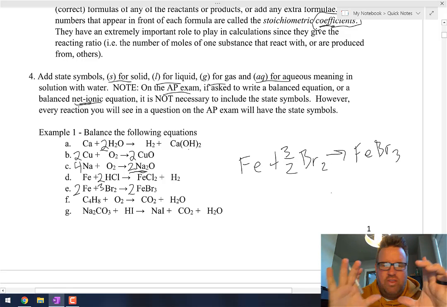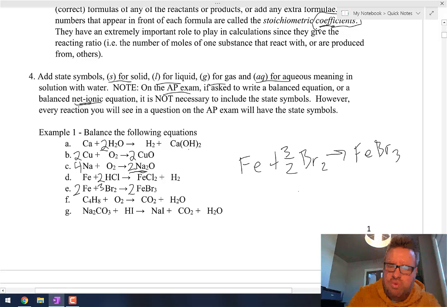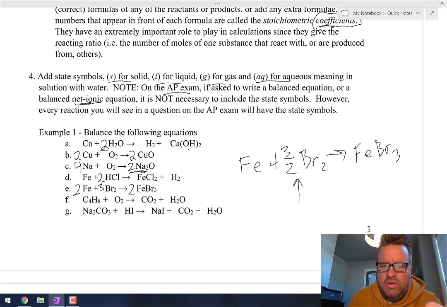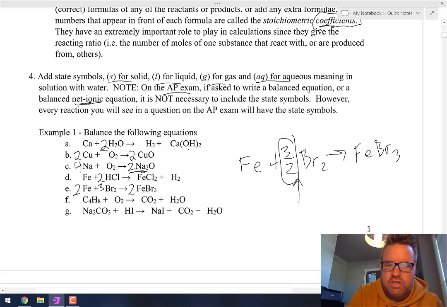Now, again, they'll never ask you to balance an equation like this. I just want you to know that if you see a fraction, don't freak out. Technically, yes, you can't have 1.5 bromine molecules. But for simplicity, a lot of times they will use fractions. Don't worry about that. If they do it, it's not a big deal.